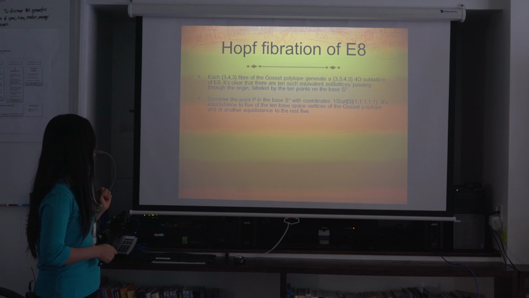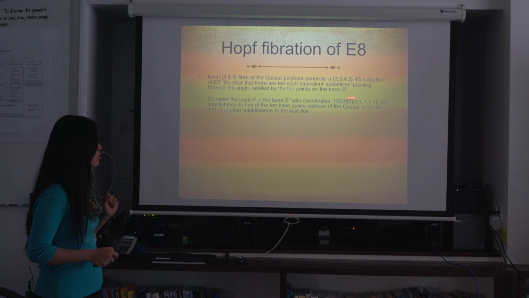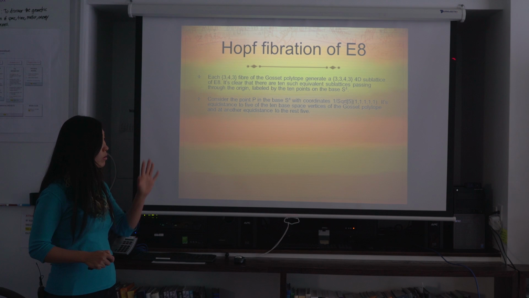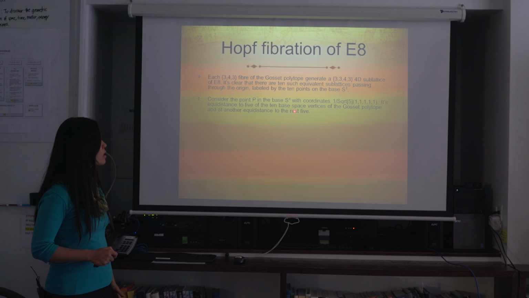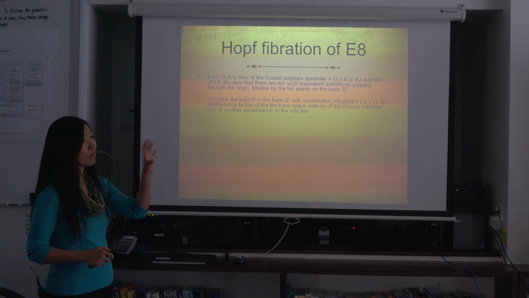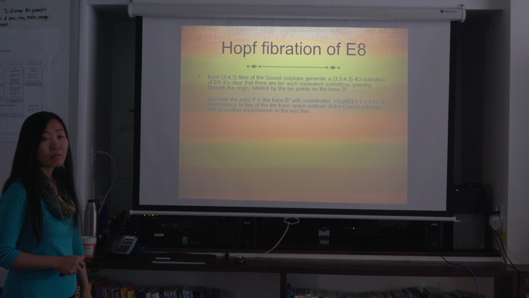Okay, consider the point in the base S4 with this coordinate. This point is not one of the 10 points, but just consider a point in the base S4 with coordinate 1 over square root of 5, 1, 1, 1, 1, 1. It's equidistant to 5 of the 10 base space vertices of the Gaussian polytope, and also equidistant to the other 5 of the 10. But 5 of them are closer, the other 5 are farther away. The base points, just the coordinate vectors? Yes, with this point.